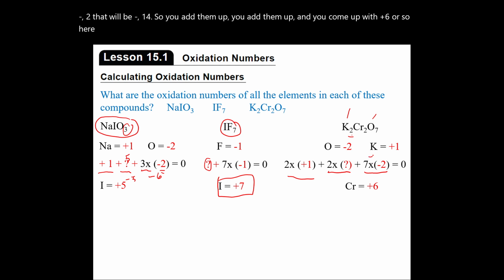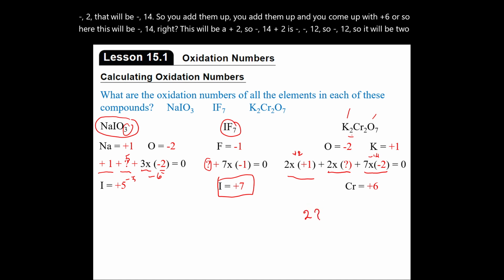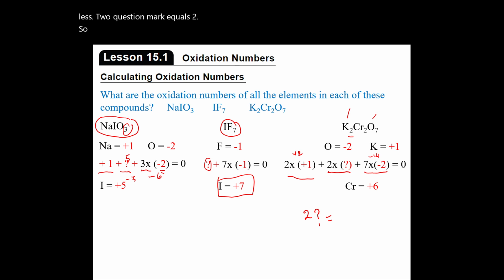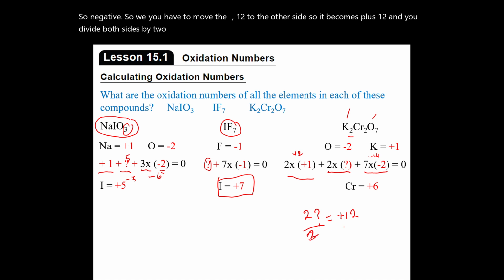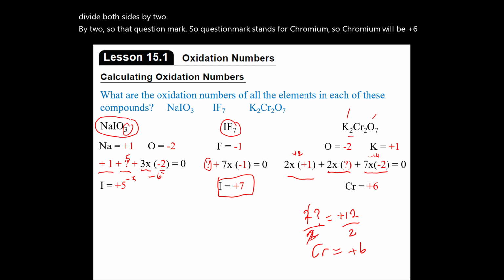So here this will be -14, right? This will be +2. So -14 plus 2 is -12. So it will be 2 times the question mark equals +12, so you have to move the -12 to the other side, so it becomes +12, and you divide both sides by 2. So the question mark stands for chromium. So chromium will be +6, the oxidation number.